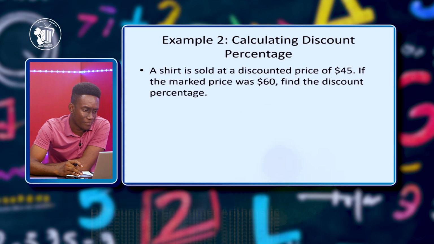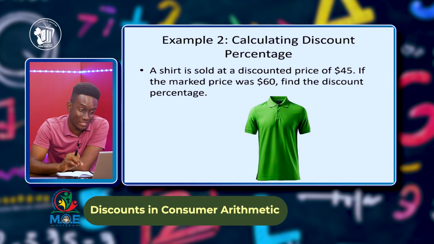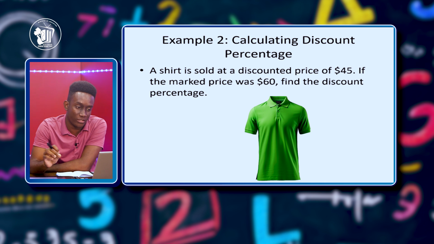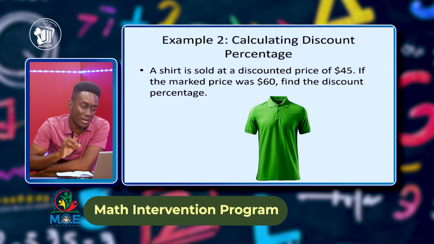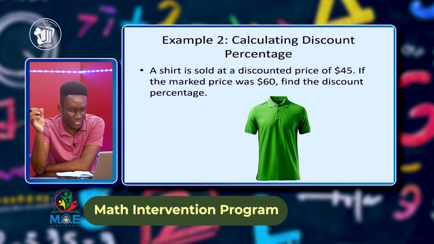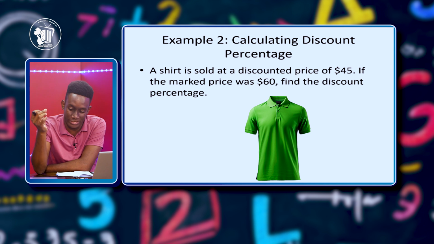So let's proceed with another example. So this example says, a short is sold at a discounted price of $45. If the marked price was $60, find the discount percentage.